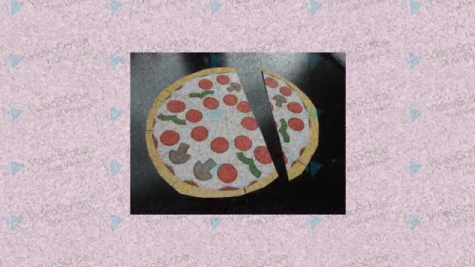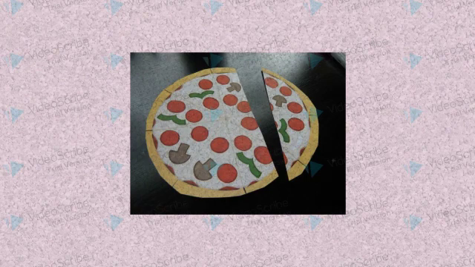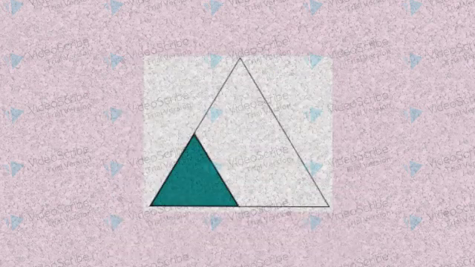Can you read this fraction? This pizza is divided into unequal parts, so it's not a fraction. This triangle is divided into unequal parts, so it's not a fraction too.